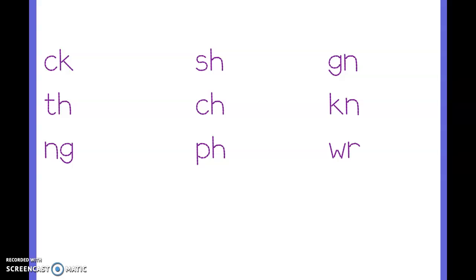First of all, what's a digraph? Good job. There are two letters that come together to make one sound. What are the two kinds of digraphs? Good job. There's a vowel digraph and a consonant digraph. What is a consonant digraph? Good job. There are two consonants that come together to make one sound. A digraph is made up of consonants. Let's list the ones that we know on the board. Can you see a consonant digraph?